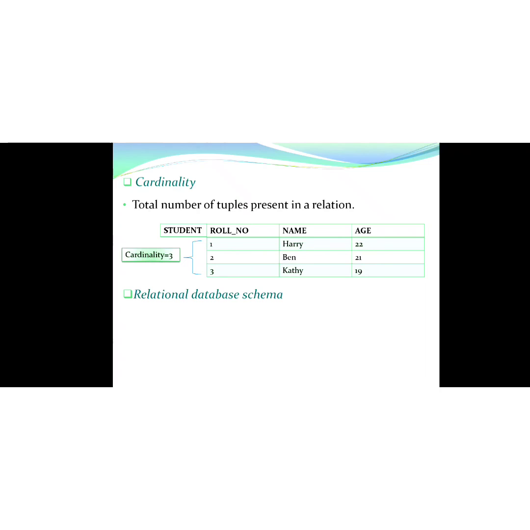Next is relational database schema. Relational database schema is a set of relational schemas and a set of integrity constraints. That is, if I take a company database, the relational database schema of the company would have a collection of relational schemas like the employee relational schema with the employee details, the department relational schema, the project relational schema, and so on. So a collection of all these relation schemas along with integrity constraints make up the relational database schema for a company database.